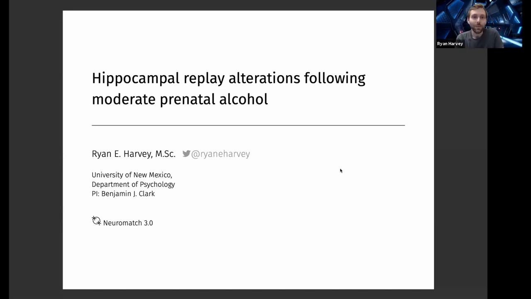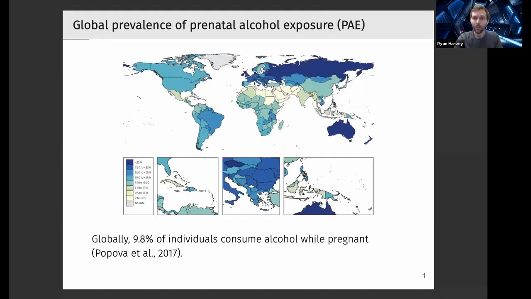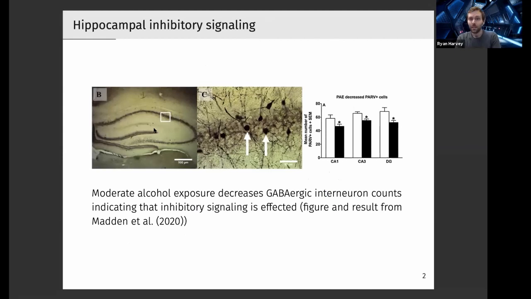Today I'll be talking about hippocampal replay and sharp wave ripple activity following moderate prenatal alcohol exposure. As a broad background, globally around 9.8% of individuals consume some amount of alcohol during pregnancy. Up above, I'm showing the world map color coded by percent of individuals that drink per country. This is an issue because even in moderate amounts, by which I mean around 2 standard drinks in a day, well below the legal limit, you do see effects in hippocampus and other areas.